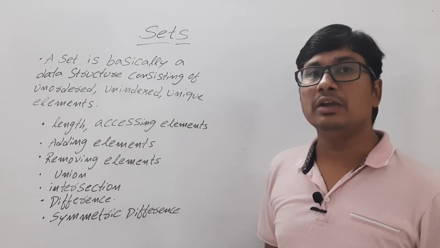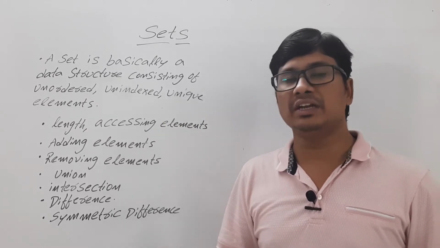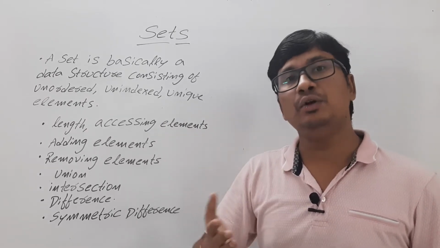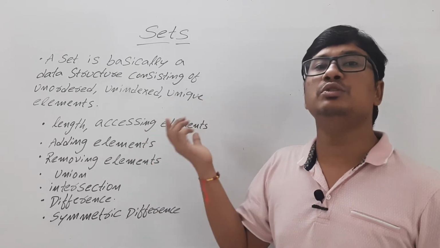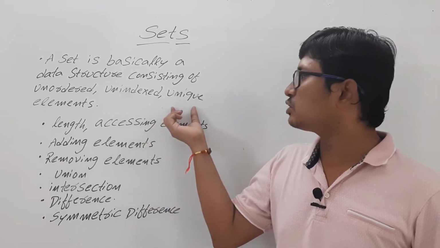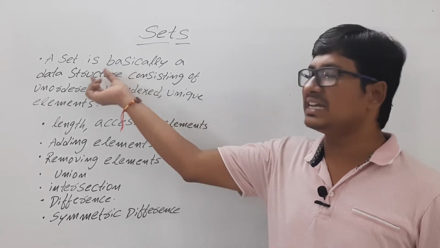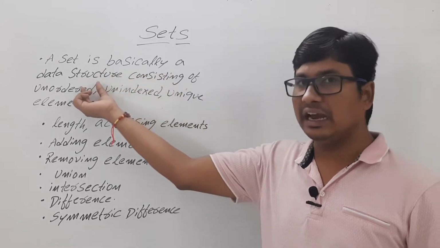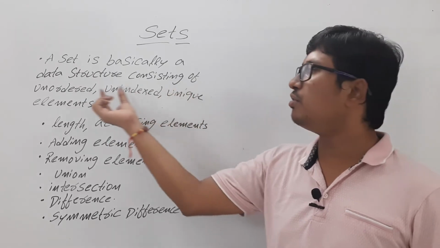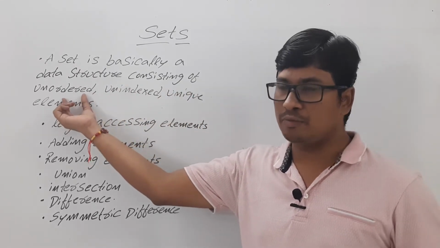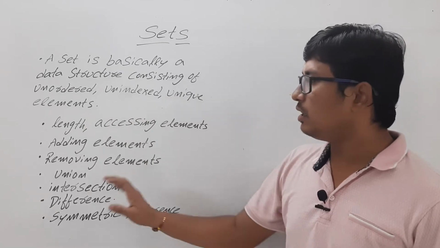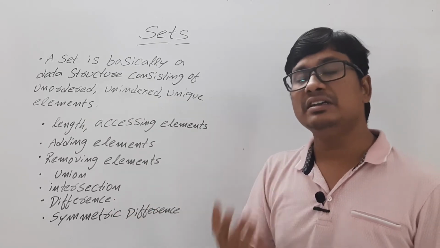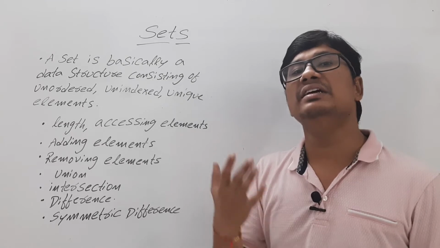And they are unique elements. We cannot store any duplicate elements in the set, but that is allowed in the array, list and tuple. But in the set, we cannot store duplicate elements. We can only store unique elements. So a set is basically a data structure consisting of unordered, they do not have a proper order, unindexed and unique elements.